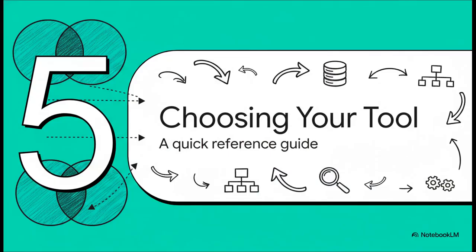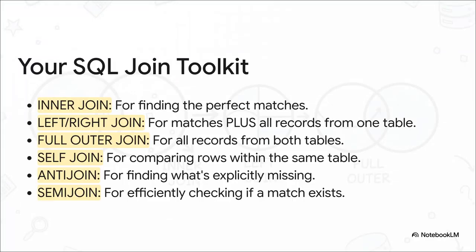Whew! Okay, we have covered a ton of ground. So, how do you keep it all straight? How do you pick the right tool for the job? Let's wrap this up with a quick and dirty reference guide. Here is your takeaway toolkit. Need the perfect matches and nothing else? Grab your inner join. Want to see everything from one table plus any matches you can find?